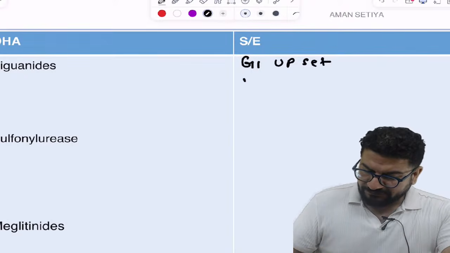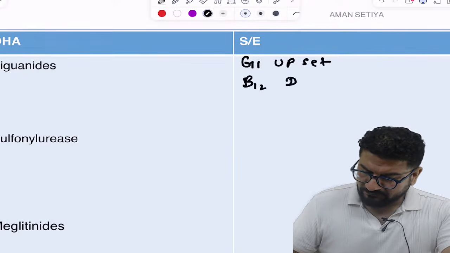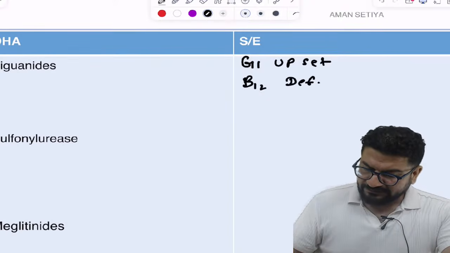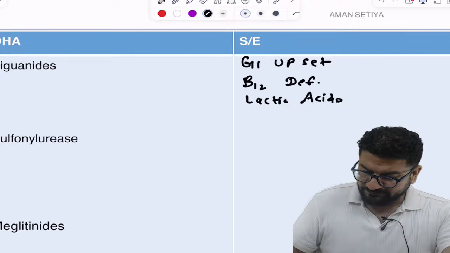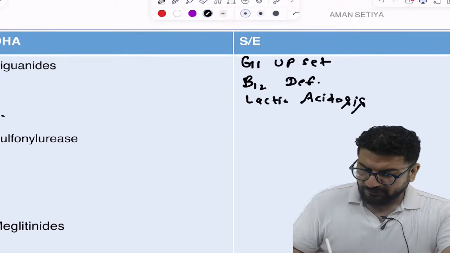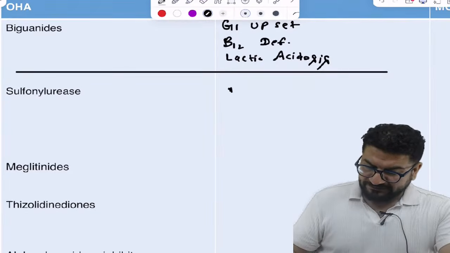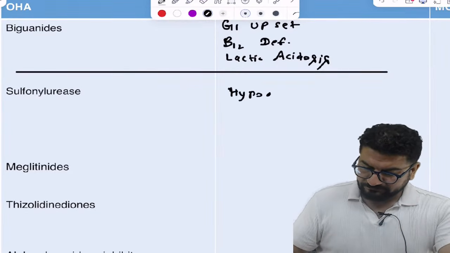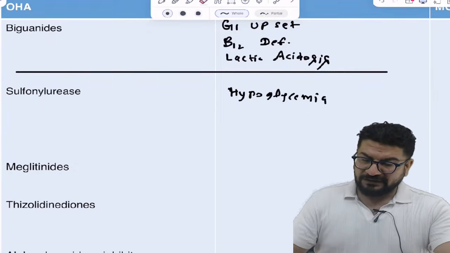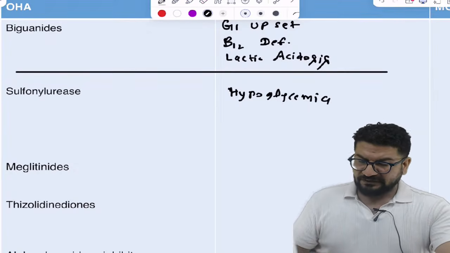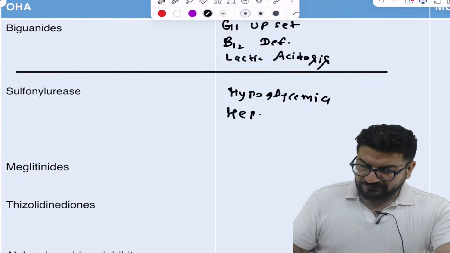Then it can lead to B12 deficiency. It can cause lactic acidosis. But remember what they ask you in exam, most common will be GI upset. Sulfonylureas, they can lead to hypoglycemia. So sometimes a question they ask in exam is like a patient suddenly collapses because of hypoglycemia. They are also hepatotoxic.